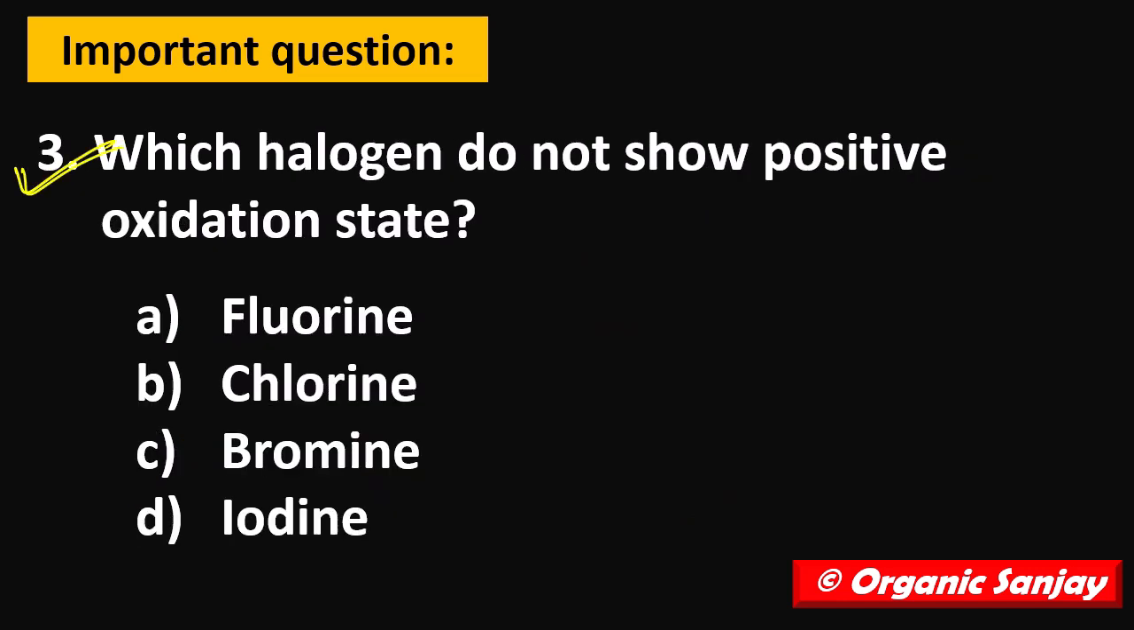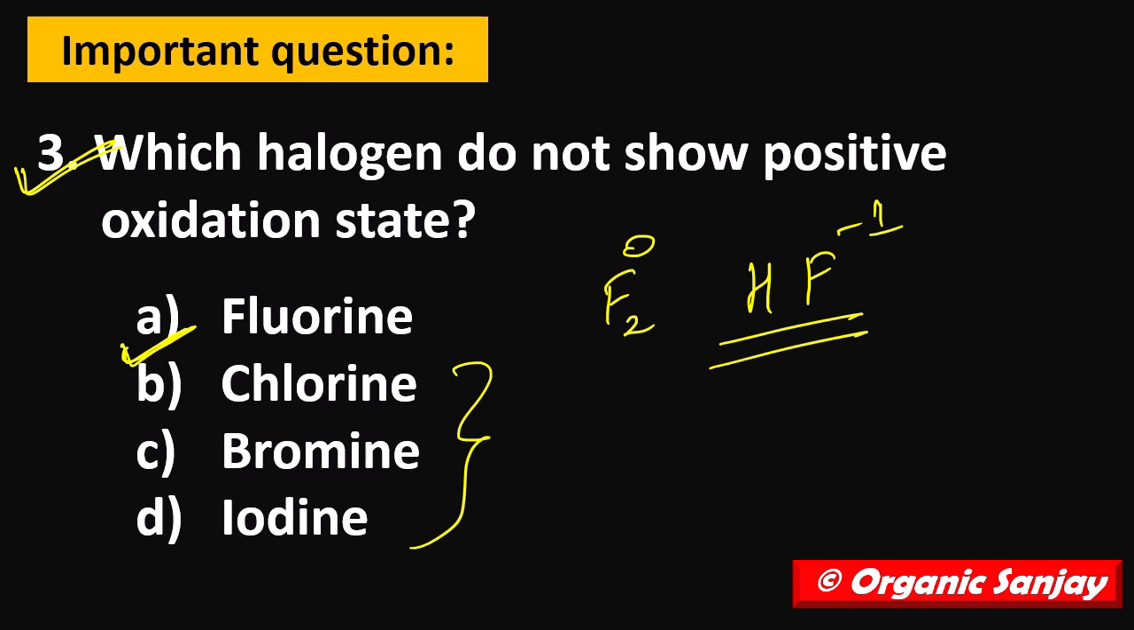Question number 3. Which halogen does not show positive oxidation state? So among these 4 options, the right answer is again fluorine. Fluorine shows only 2 oxidation states. They are 0 and -1, but it does not show positive oxidation state. While other halogen atoms show positive oxidation states also: -1, +1, +5, +7. Okay, they show other oxidation states also.